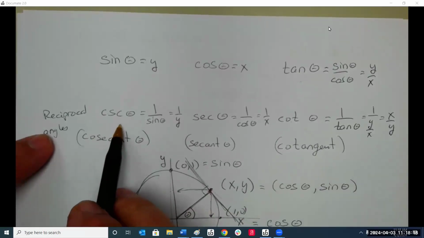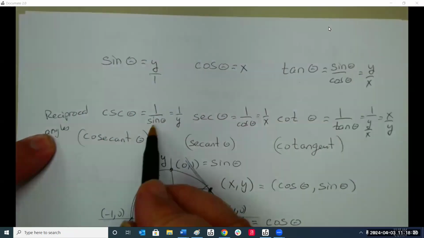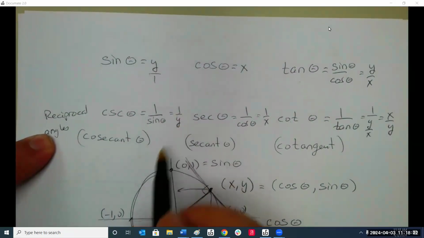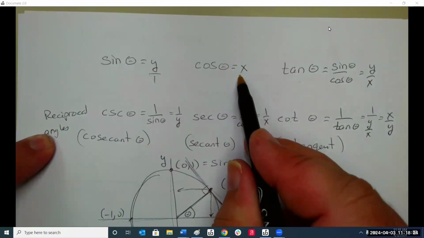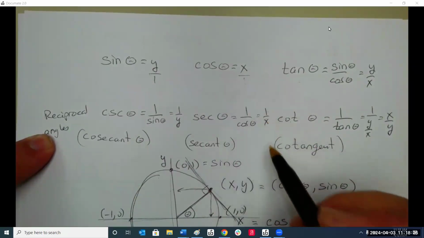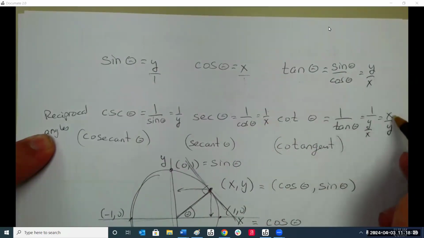Remember, these are reciprocals. This is y over 1. So when I reciprocate it, it becomes 1 over y. This is x over 1. When I reciprocate it, it becomes 1 over x. Y over x becomes x over y.